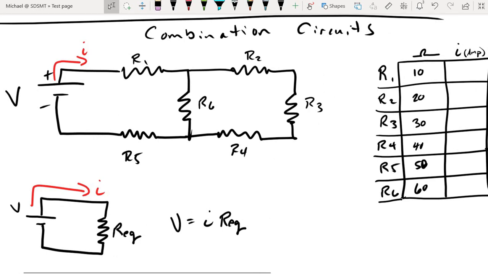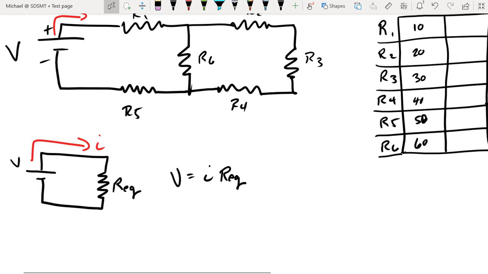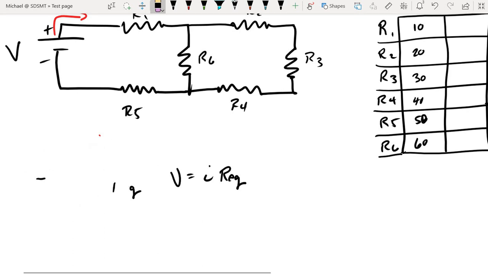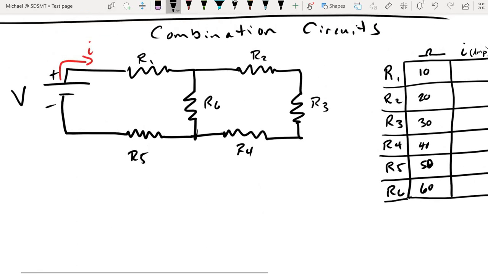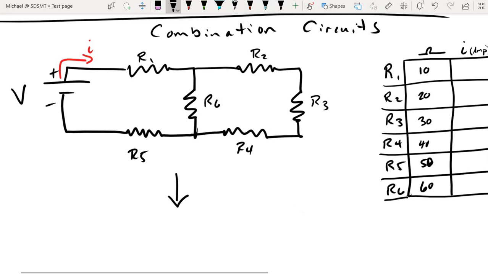I want to take this large circuit picture and reduce it down to the equivalent resistor picture. But to do that, it's going to take us a couple of renditions of redrawing things. So if you don't mind, I'm going to erase the equivalent resistance circuit. We will come back to that, but we're going to take this a step at a time.